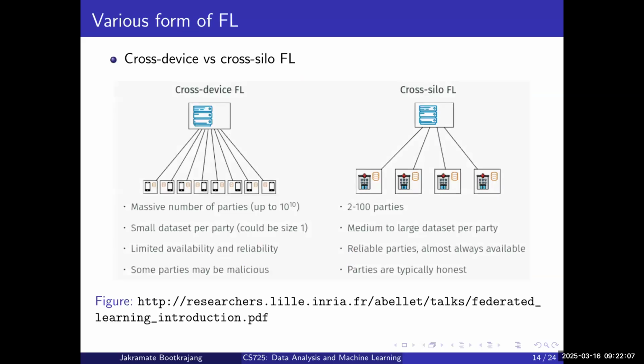So we have many forms of federated learning. The first form is called cross-device. For cross-device, you have a massive number of clients, right? Up to 1 billion clients. And each client will have a small data set, right? It can be as low as just one data.